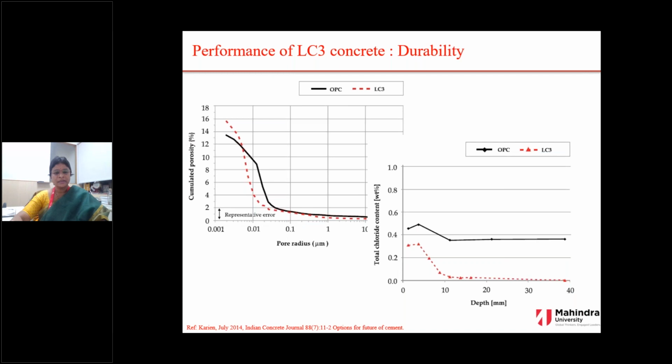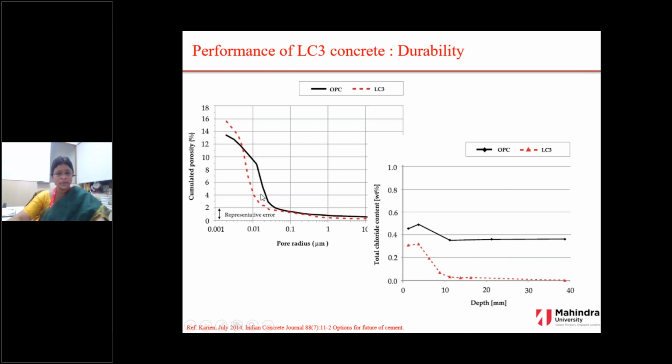And this is the porosity. As I told you, there is a change in the phases which are formed during the hydration process of LC3. Instead of monosulfoaluminate, there are hemicarboaluminate and monocarboaluminate phases which have been formed. And because of these phases, there is a good filler effect happening in the LC3 system. And that's what it shows in the porosity also.